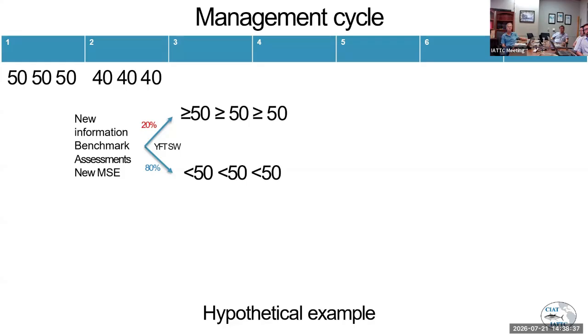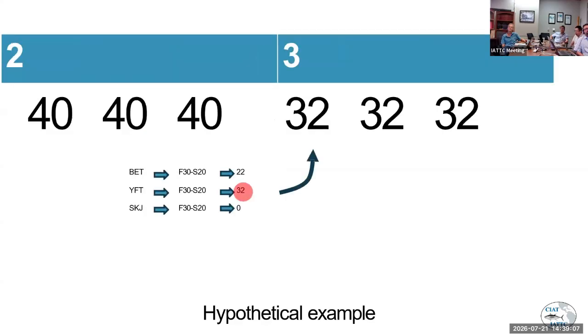But based on what we know now, we're thinking that there would be a 20% chance that we'd have to go to 50 days or more, which is how we decided on the 40 days, right? And this is based on the southwest stock of yellowfin tuna, and there'd be an 80% chance that we'd actually reduce the closure, right? So that's what we're expecting from the current information.